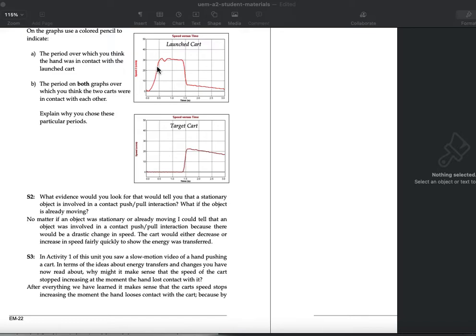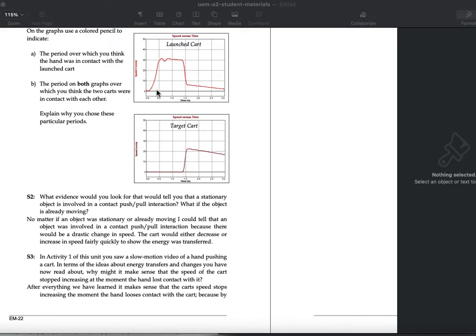As for B, the period on both graphs where I think the two carts were in contact with each other, I placed them here and here for the launch cart and here for the target cart. The reason I did that is, as you see from both spots where I placed the X's, that is when the carts themselves either increased or decreased in speed.